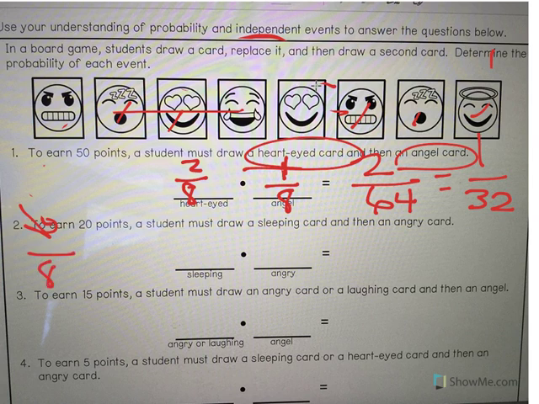Remember, your denominator will be 8 for the sleepy guy, and 8 for the angry guy, because why? Because we have 8 cards. So put me on pause and try that.